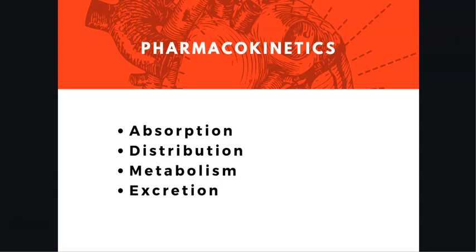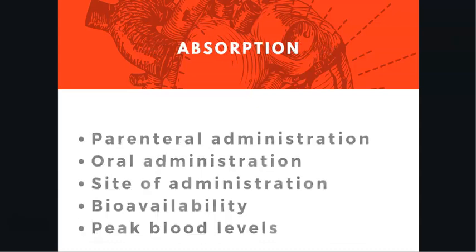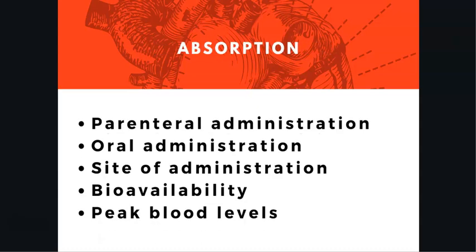So pharmacokinetics is the absorption, distribution, metabolism, and excretion. Those are principles of pharmacokinetics. So let's talk about each one a little bit. Absorption. There are different ways you absorb, which could be by oral, or it could be the site of administration, especially if it is an injection. Absorption affects bioavailability of the medication. It also affects peak blood levels.